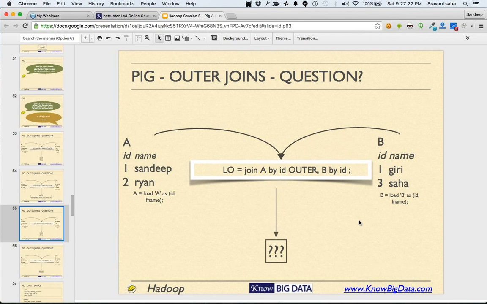Okay. So while joining A and B, if we use just the outer keyword, is that good enough? Is there some error in this syntax?